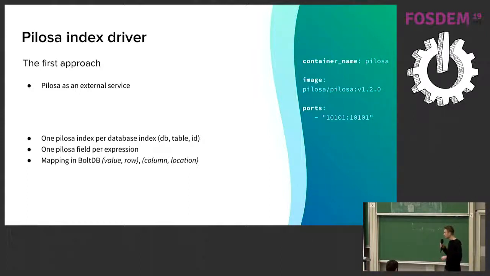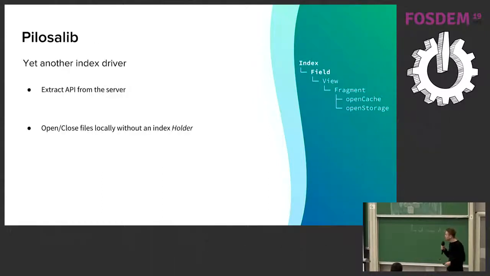But after some time, we decided we don't want to maintain yet another server and troubleshoot all the synchronization problems and stuff like that. So we decided maybe it would be good to hack Pilosa a little bit and embed it into Gitbase, so it lets us communicate with Pilosa like we communicate with libraries. So this is what we did. We implemented yet another index driver. At that time we called it Pilosa lib. We got rid of the server part, extracted the API, and basically we tried to prototype some stuff.